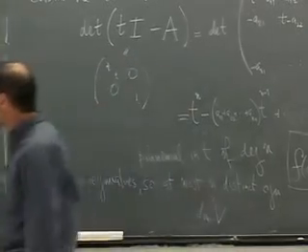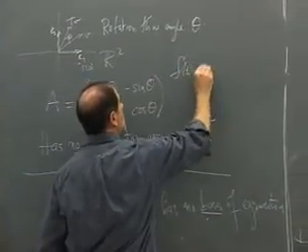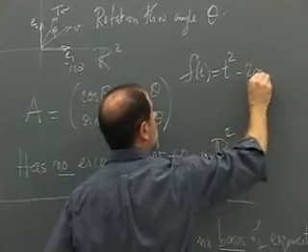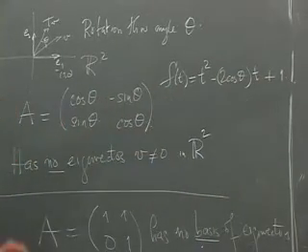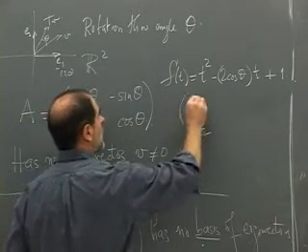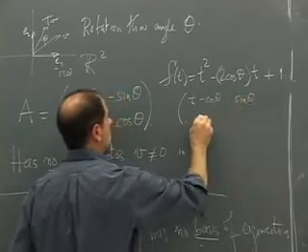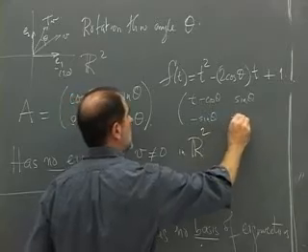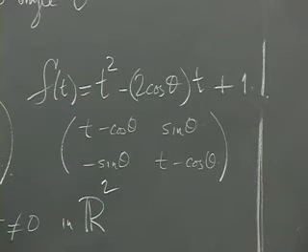In this case, the characteristic polynomial looks like this. f of t is equal to t squared minus 2 cosine theta times t plus 1, because we have to calculate the determinant of t minus A. So t minus A looks like the matrix t minus cosine theta, sine theta, minus sine theta, t minus cosine theta. If you take the determinant of this, you get this. You've got to just believe me. Okay? Now, I claim that that has no real roots.